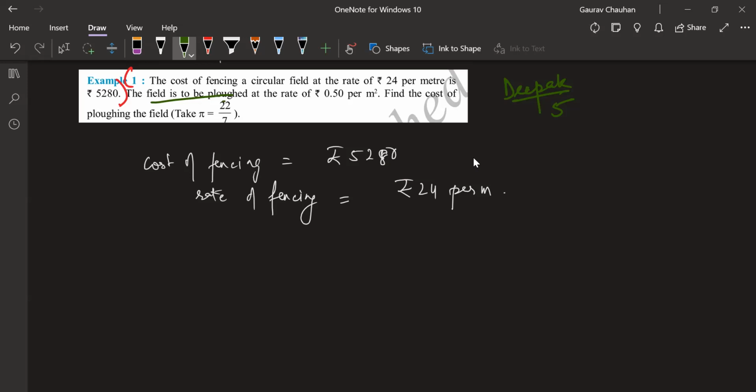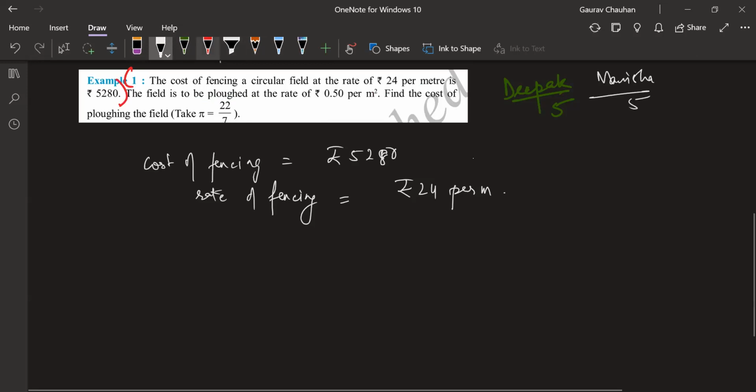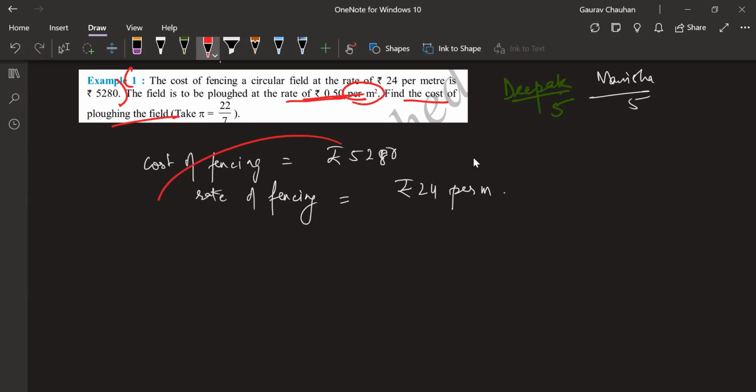The field is to be plowed. Plowed means the question is coming about area. The field is to be plowed at the rate of 0.5 rupees per meter square. It has come to area, so they are saying per meter square. Find the cost of plowing the field. So from this we can find the circumference, but then we have to take it to area and multiply area with this cost. We good with that? Yeah.